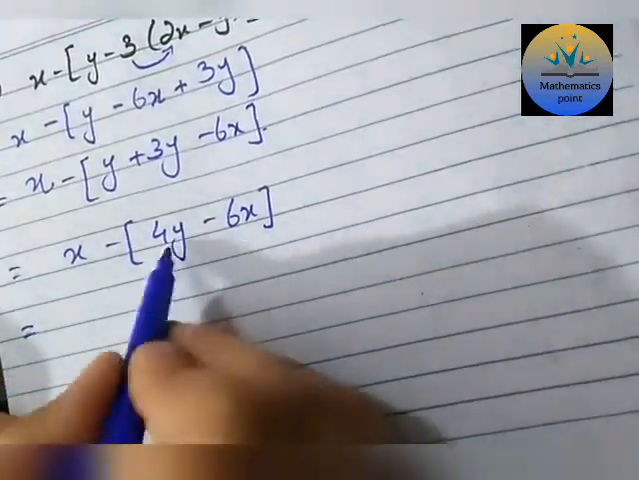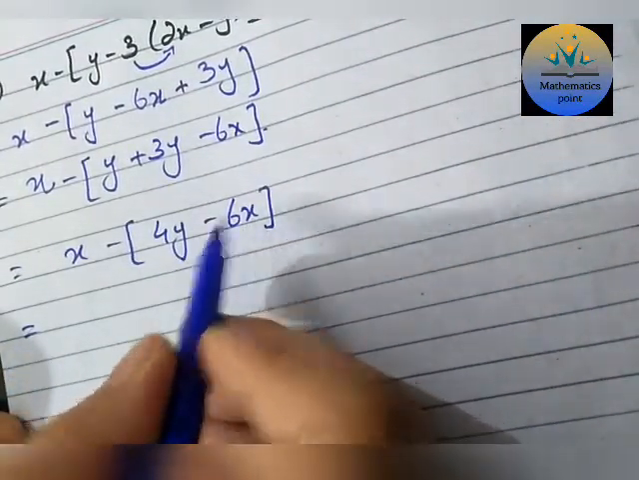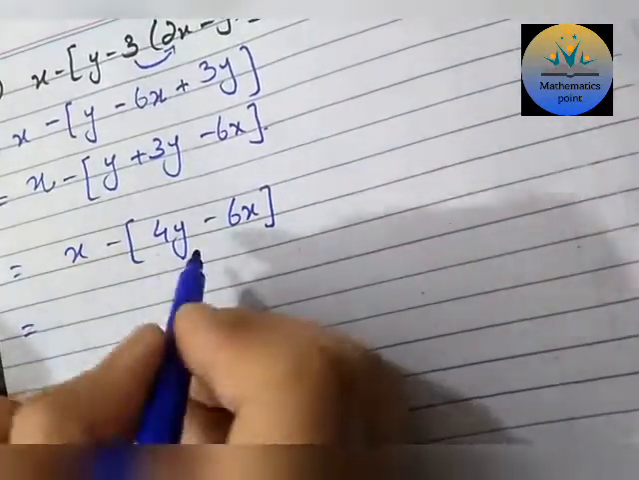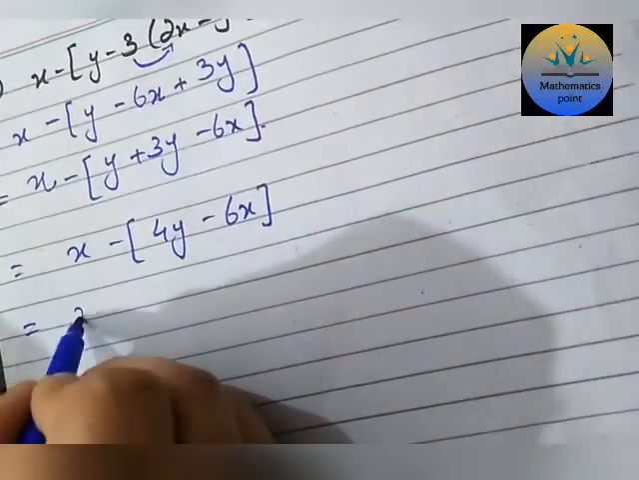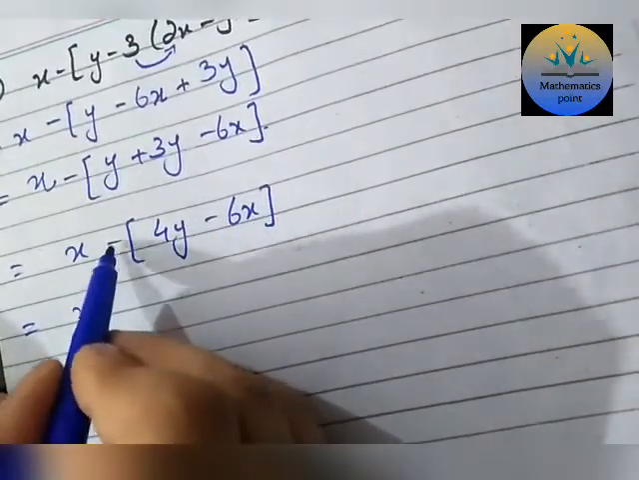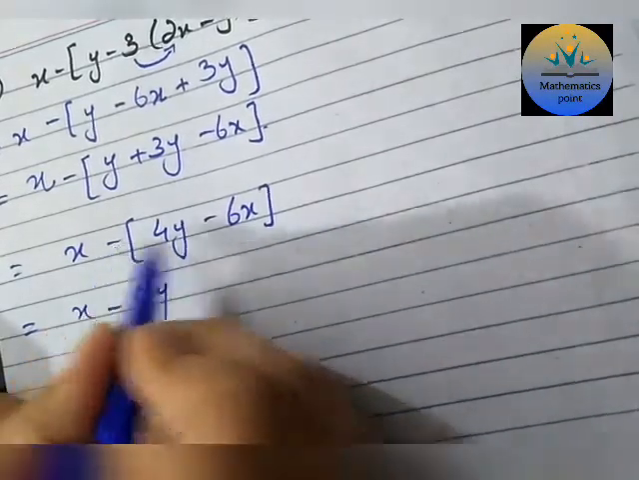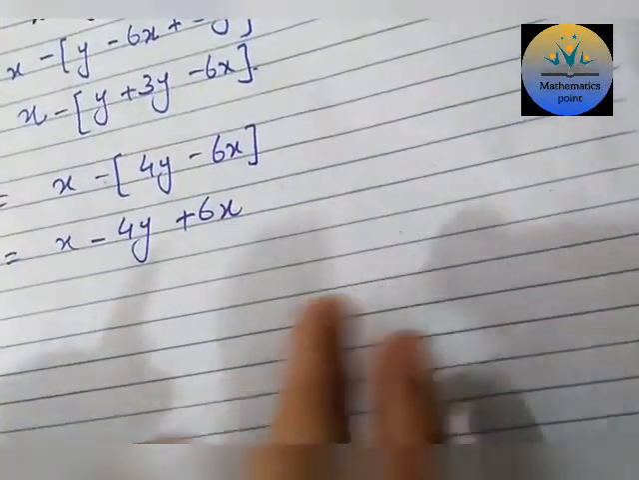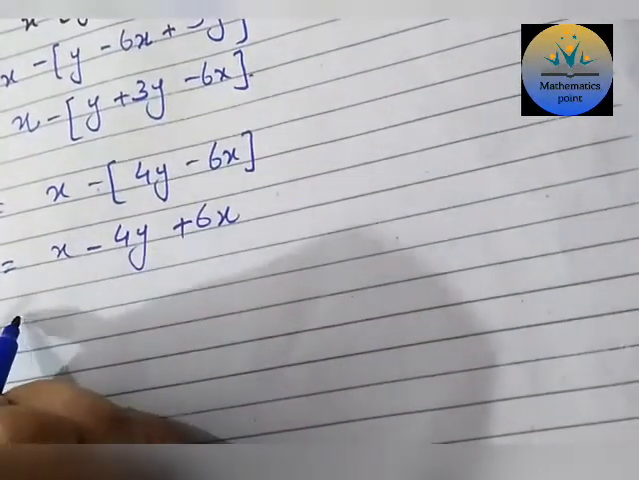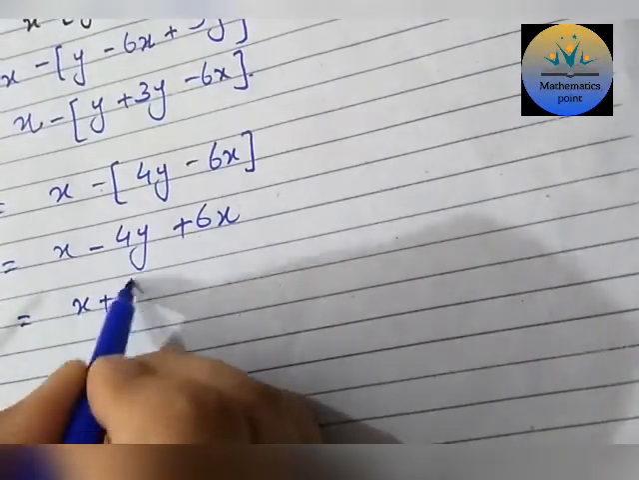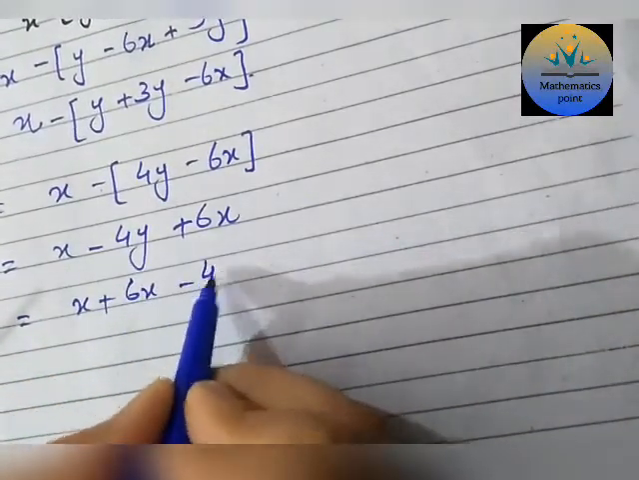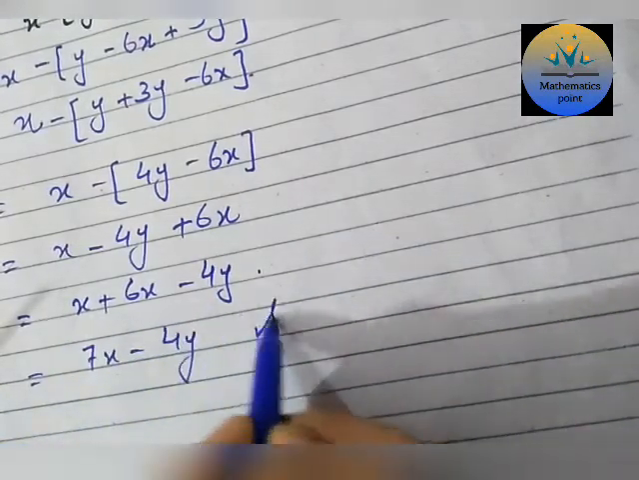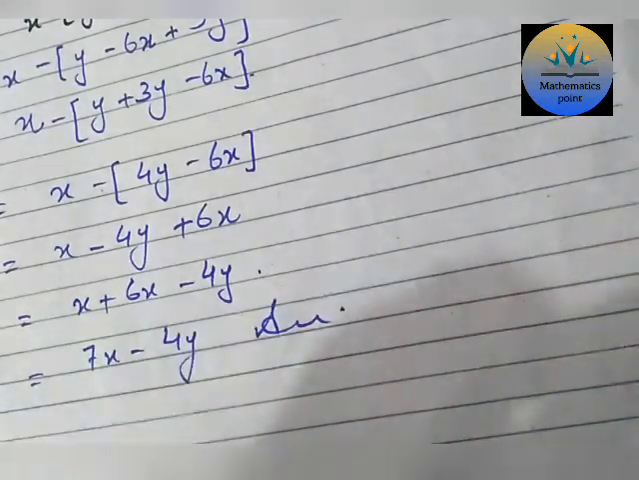Now both these terms have different variables, x and y. Definitely when the terms have different variables, they will not solve with each other. So now in this stage we just open this square bracket. x minus, the sign will be multiplied with the terms inside, plus minus minus 4y, minus minus plus 6x. So now in this step this square bracket is removed. So arrange the terms with the same variables at this stage. 6 plus 1, 7x, and then 4y. So it is done with the terms.